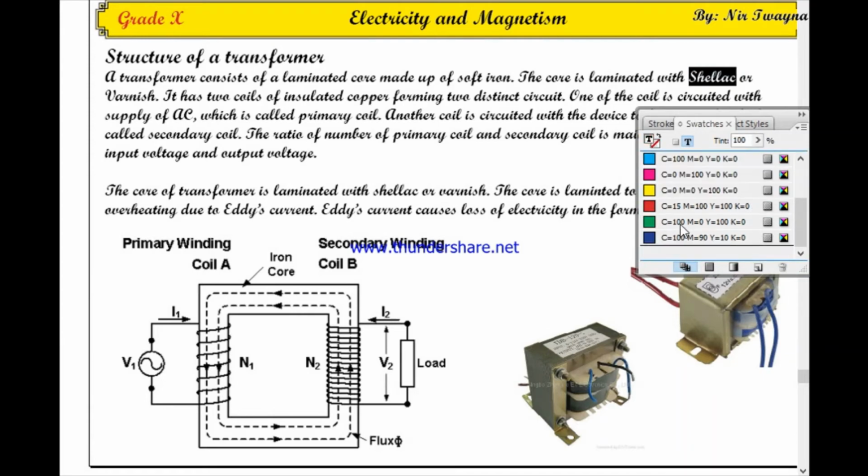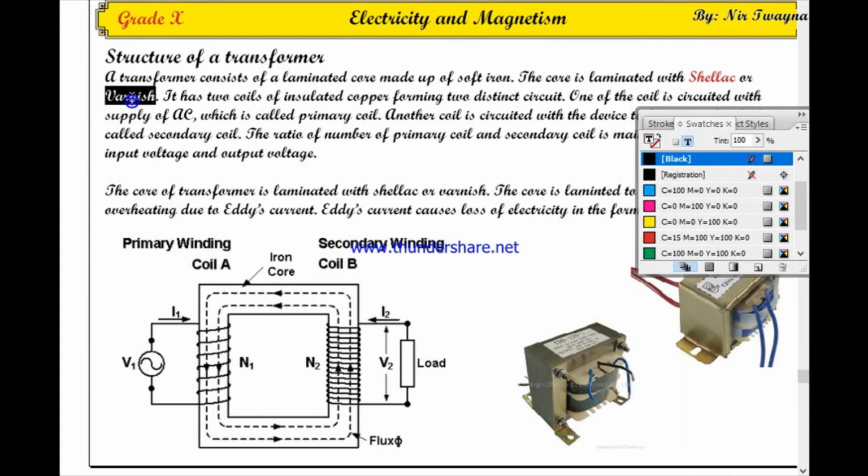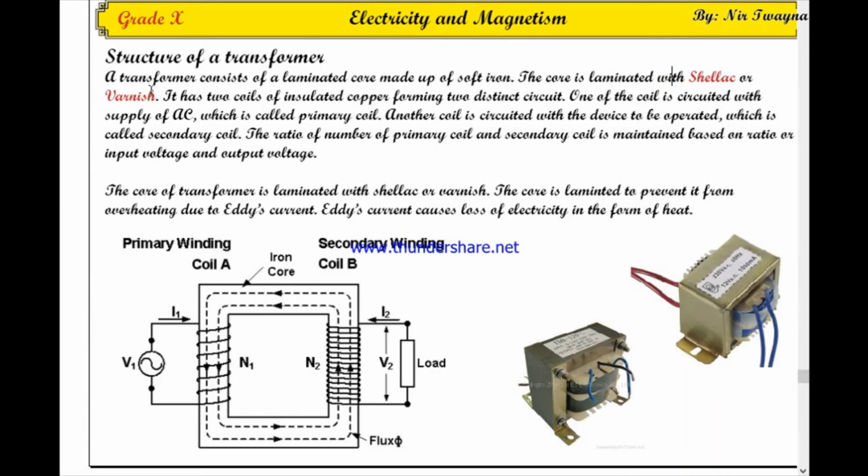Okay, shellac, red. Varnish, red. Not both, either one. Okay, a transformer consists of a laminated core made up of soft iron. The core is laminated with shellac or varnish. It has two coils of insulated copper forming two distinct circuits. I told you that, yes, primary coil and secondary coil, and both of them form two distinct circuits. Primary coil forms primary circuit, secondary coil forms secondary circuit.